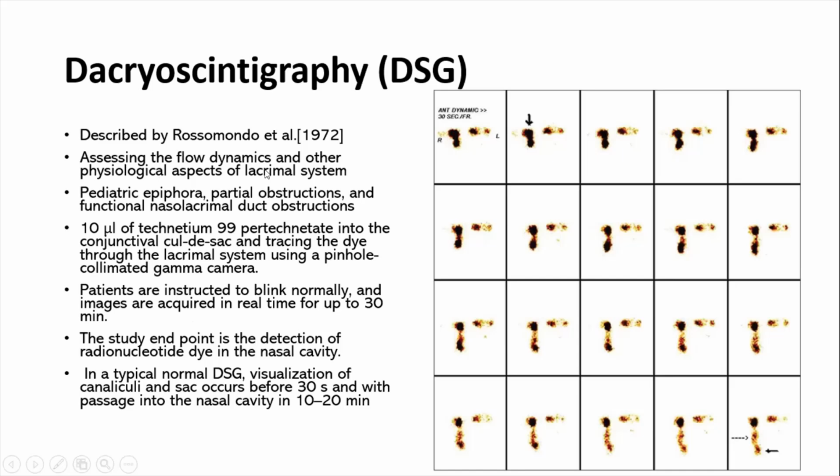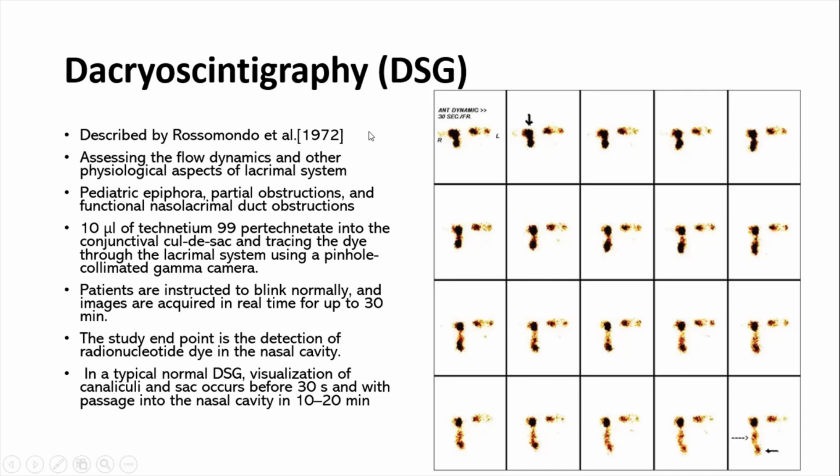Scintigraphy is done using the radioisotope technetium-99. This is introduced into the conjunctival sac, and the patient is asked to blink, and the natural physiology of the lacrimal drainage pathway is assessed over 30 minutes. The end point would be the identification of this radionuclide in the nasal cavity.